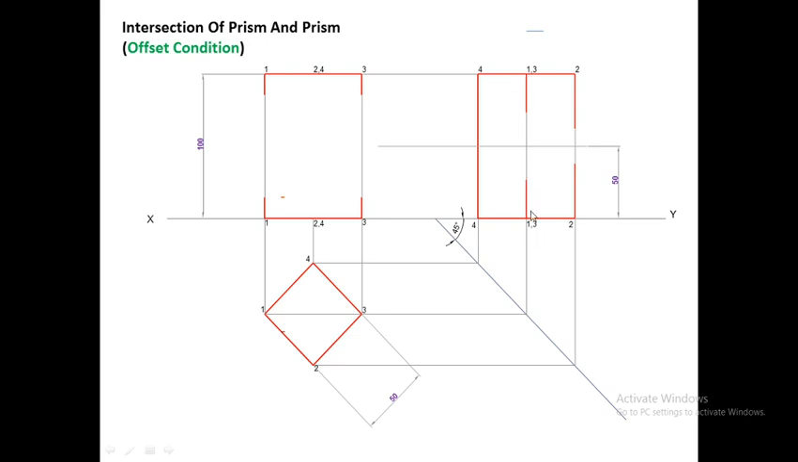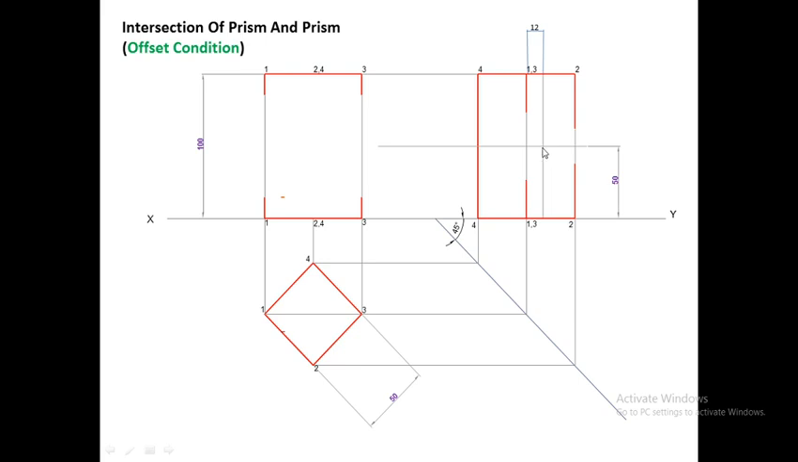Now in the question, since it is given that the axis of the horizontal square prism is 12 mm in front of the axis of the vertical square prism, so we have to take a distance of 12 mm from the axis of the vertical square prism. So we will take a distance of 12 mm from this line, and in front of means we will take the distance here to here. You can see how we can mark the distance. So I have taken a distance of 12 mm from here to here and drawn a light projection vertical line at a distance of 12 mm.